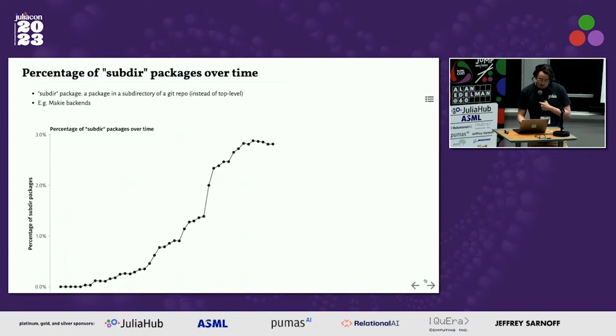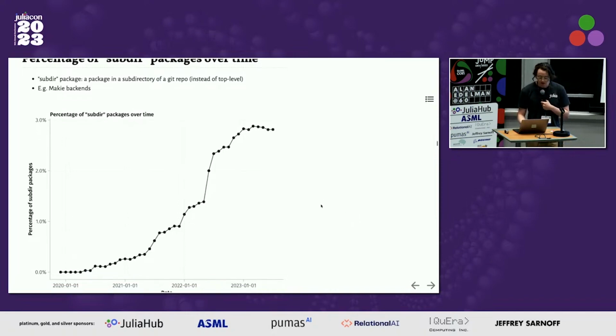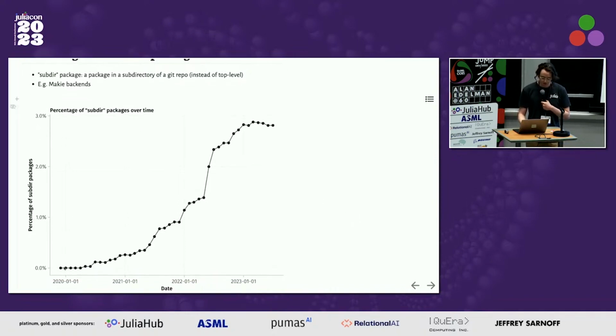so it's not just new packages, but the fraction. Okay. Percentage of subdir packages over time. These are packages in subdirectories. This has been available since before this data starts, but it wasn't used very much for the first year or so, and it's climbed. But notice the y-axis here only goes up to 3%, so it's still pretty rare, but the feature has been used more and more over time.